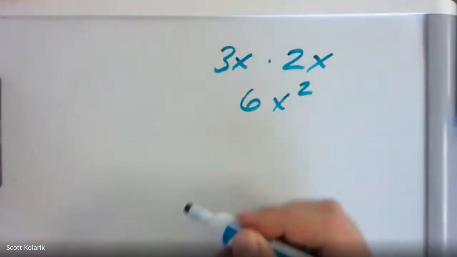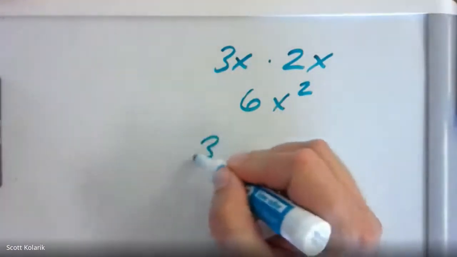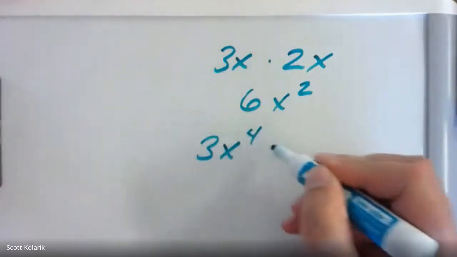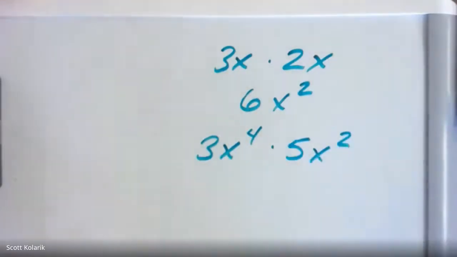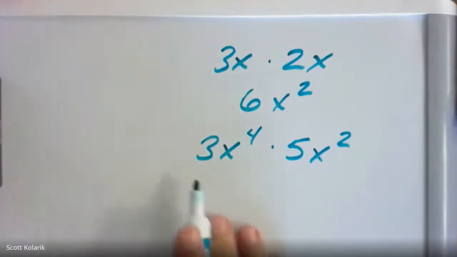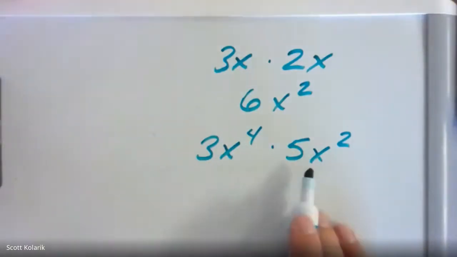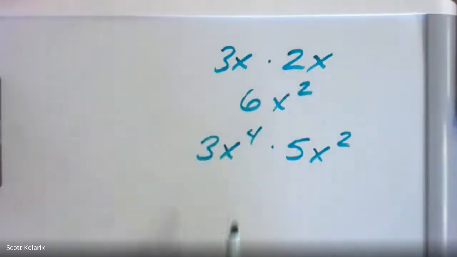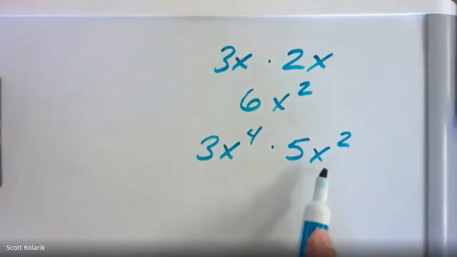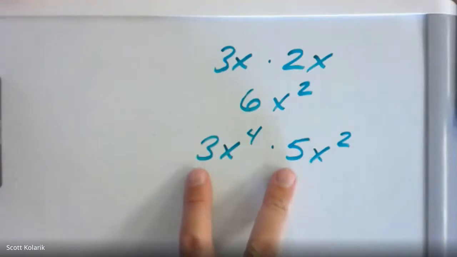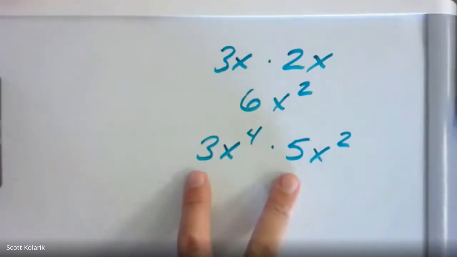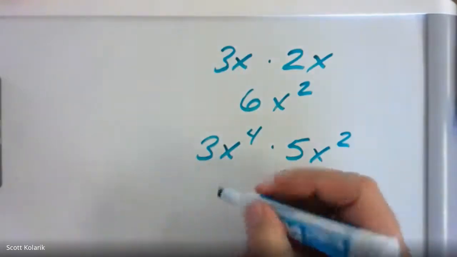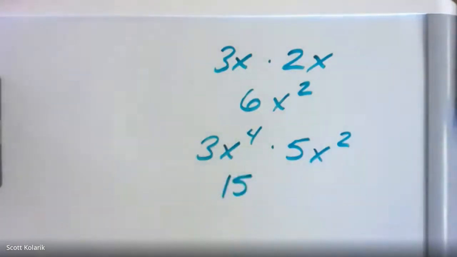What happens if I had something a little more complicated, like say something like this? 3x to the 4th times 5x squared. Okay. Well, if I had something like this, again, this is a lot more intimidating than the first example because there's more happening. But again, my suggestion here in these cases is to group first your numbers and then your variables. So 3 times 5. Well, that's easy enough. 3 times 5 is 15.